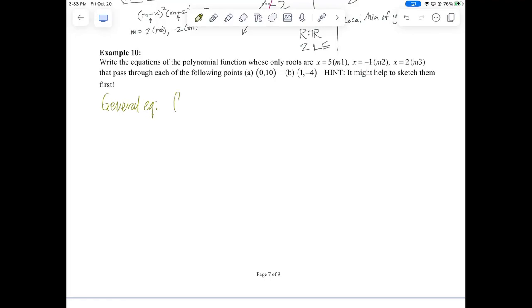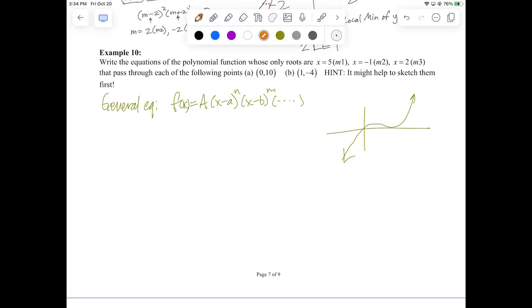It's going to be of the form f of x equals a times x minus little a to the nth power, x minus b to the nth power, times dot dot dot all the way down. The reason we write the general equation first is that to force it through a point, we have limited options. Let's say we have a function that bounces and then goes up like that. If I want to force it through another point, but I can't change the x-intercepts, it has to cross and bounce there. The only way to do that is to vertically stretch it.